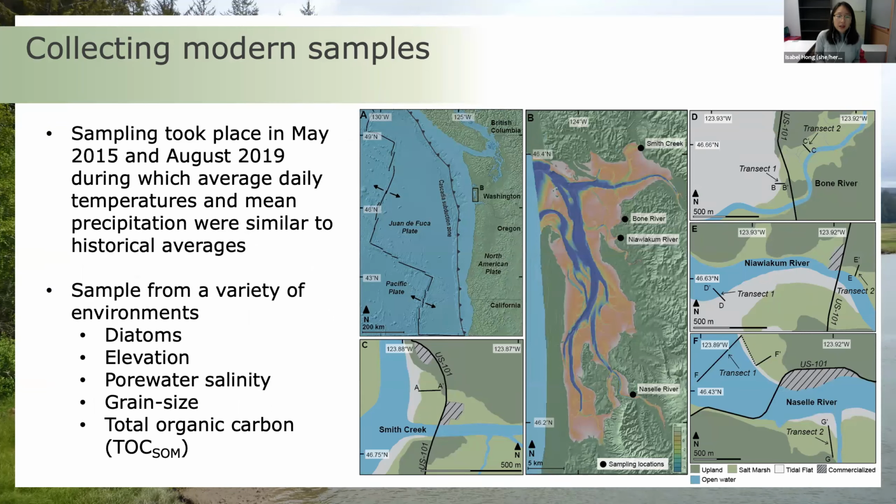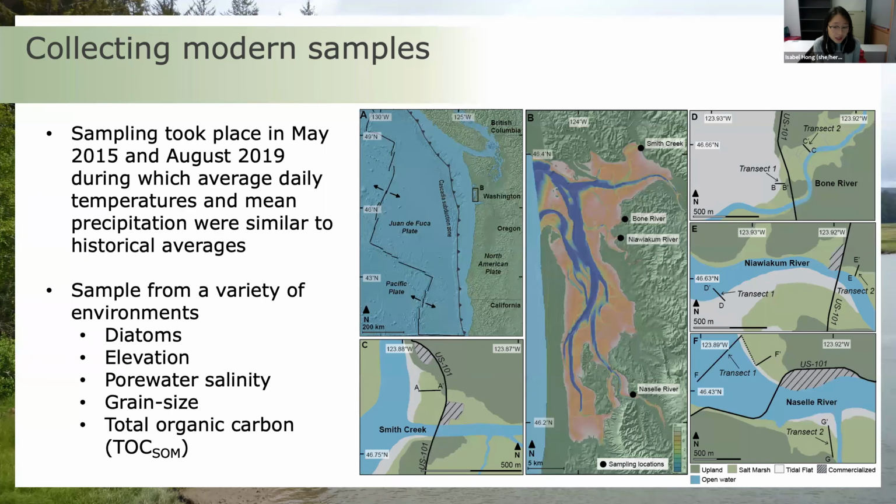So then sampling took place in May of 2015, as well as August of 2019, during which average daily temperatures and mean precipitation were similar to historical averages. In total, we ended up sampling 7 shore perpendicular transects from 4 tidal wetland environments, totaling 104 samples. Now, the 4 tidal wetland environments are shown for you with the black circles in map B. So moving from north to south, we have the Smith Creek, Bone River, the Naselle River, and the Nemah River, with each of those locations shown for you in more detail in maps then C through F, and the locations of the sampling transects.